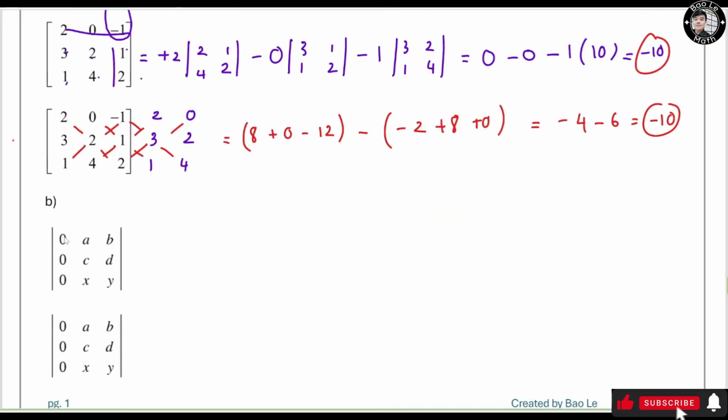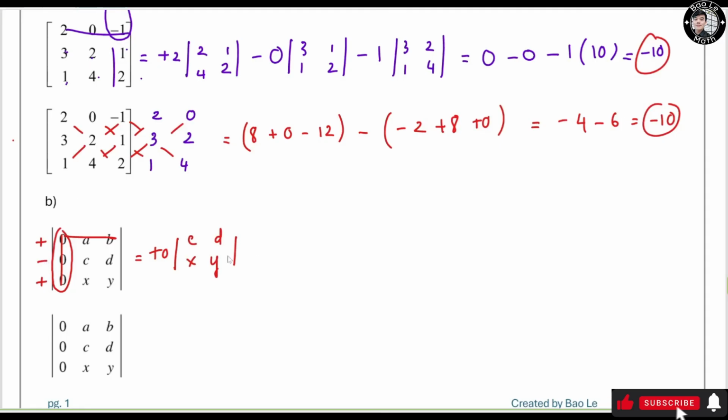Now question B. I look at the first column, I see this one has 3 zeros. I'm going to pick this one because it's faster. So I'm going to place plus, minus, plus. So it's going to be plus 0 times, cross out this one. It should be C, D, S, Y.